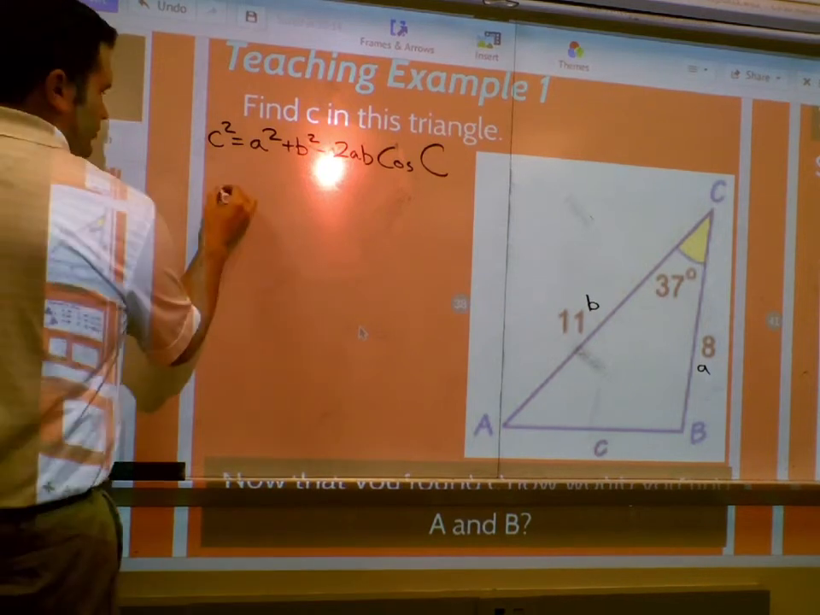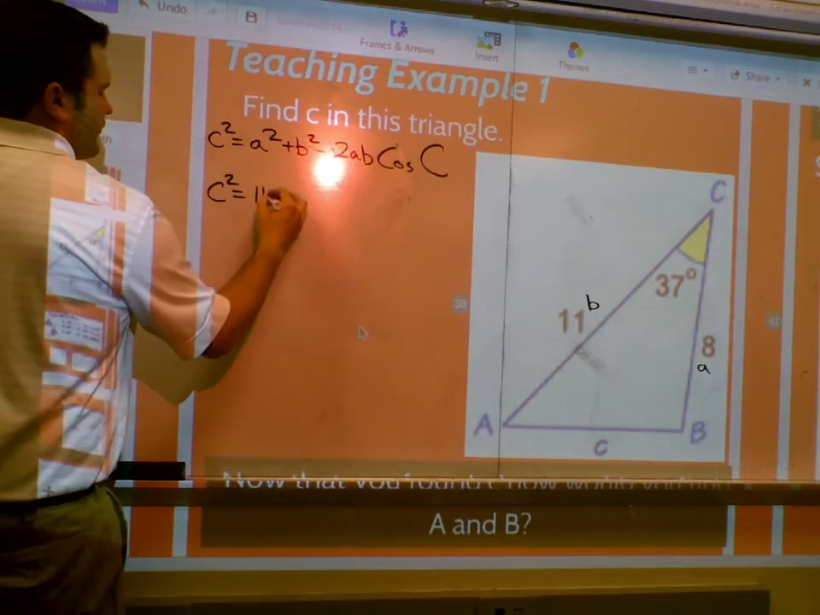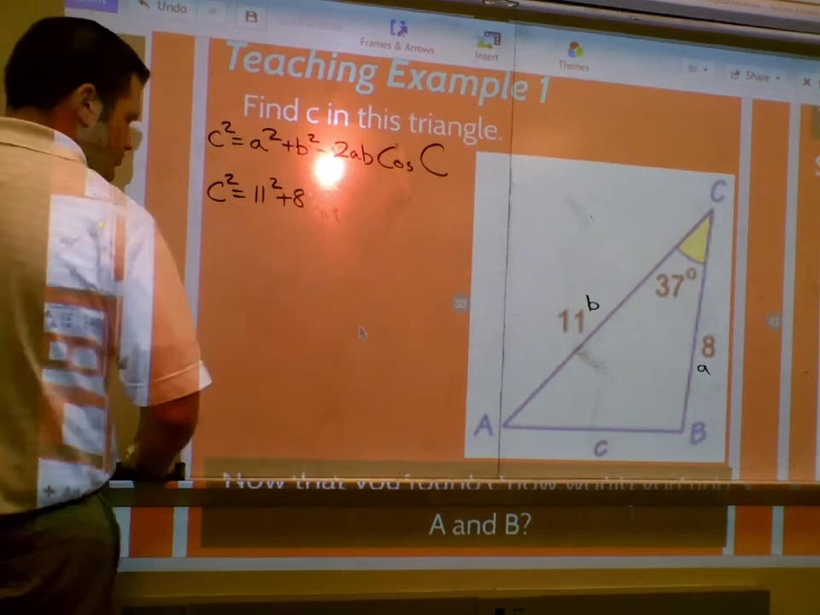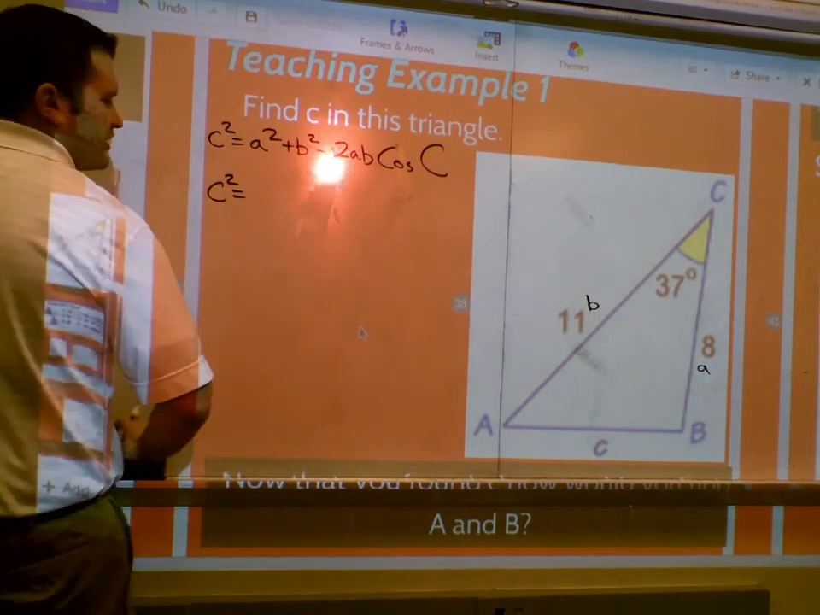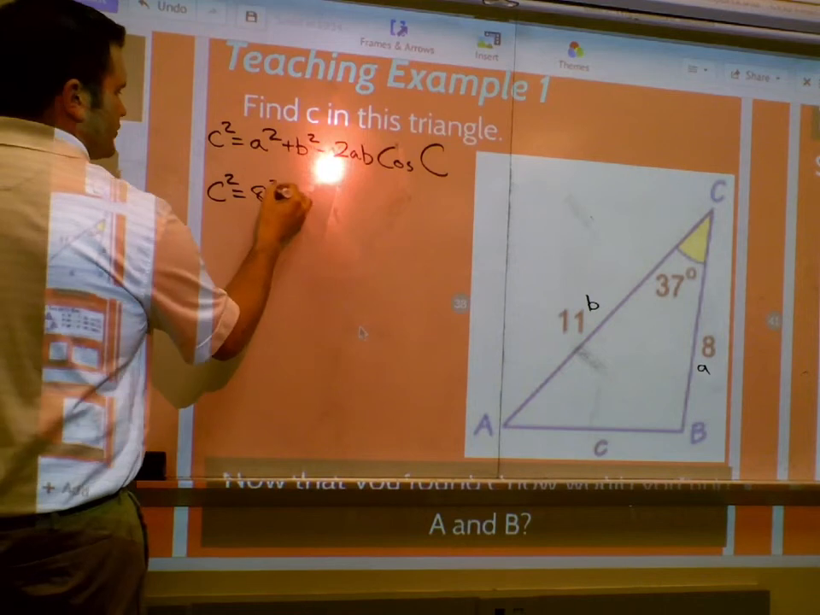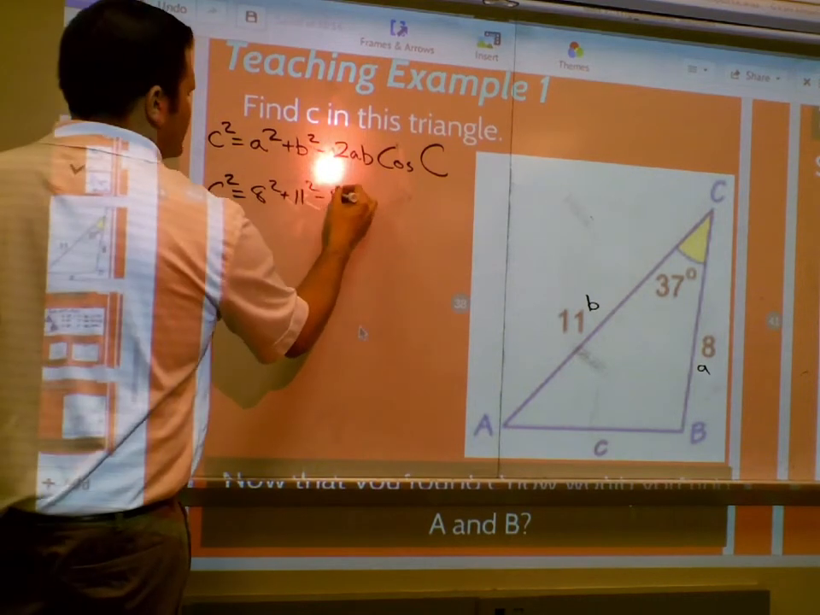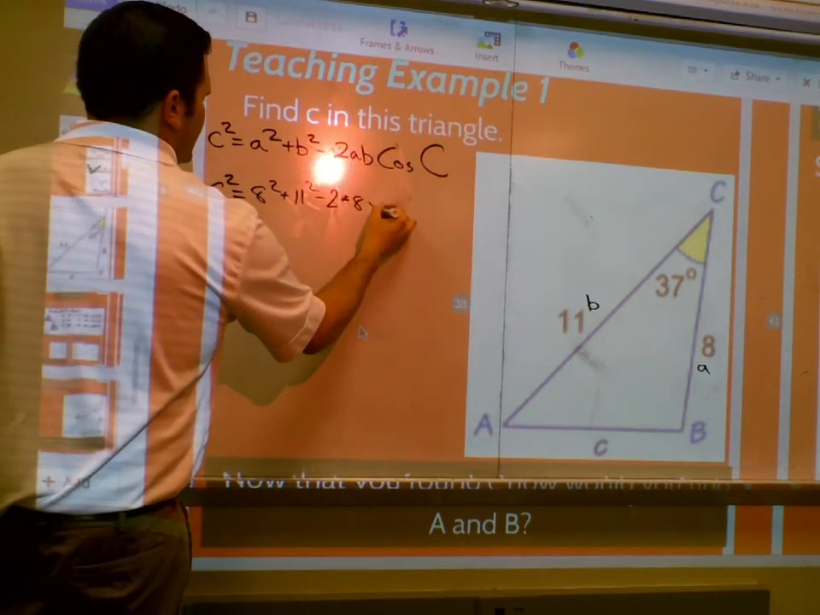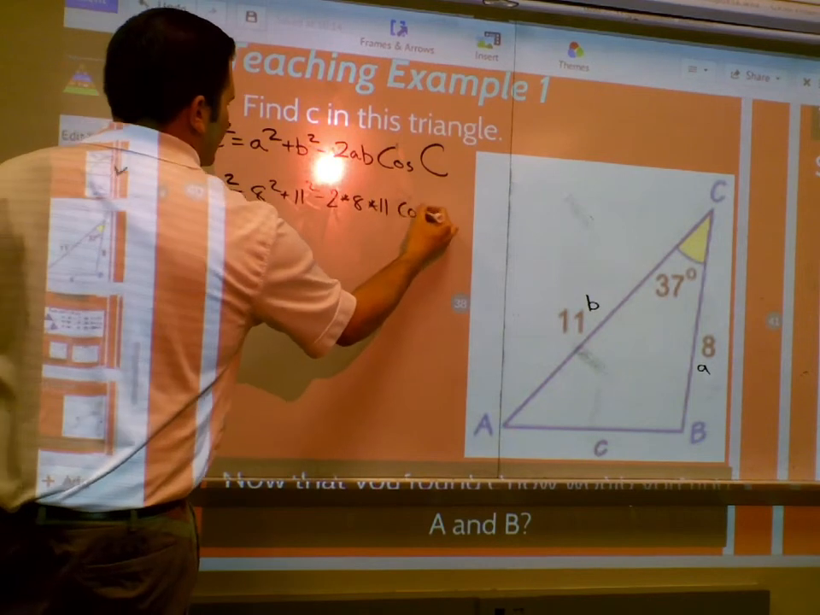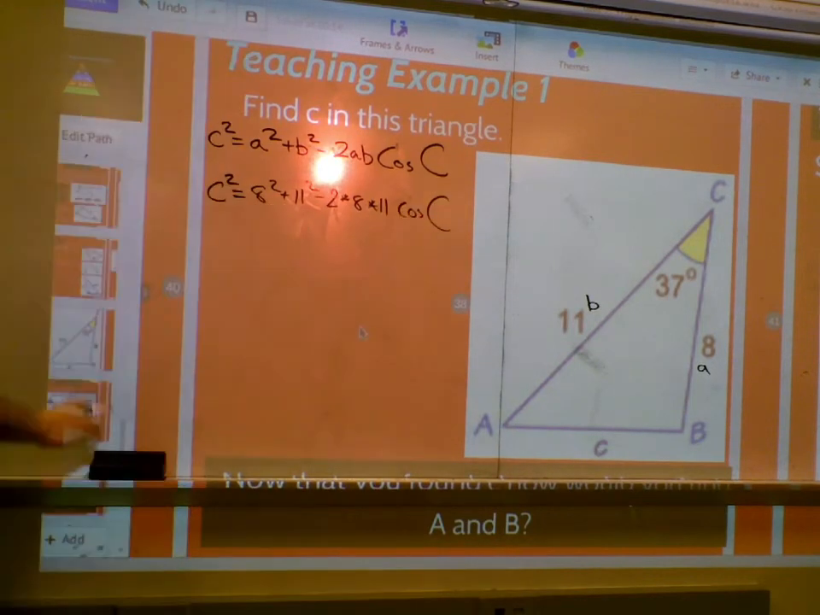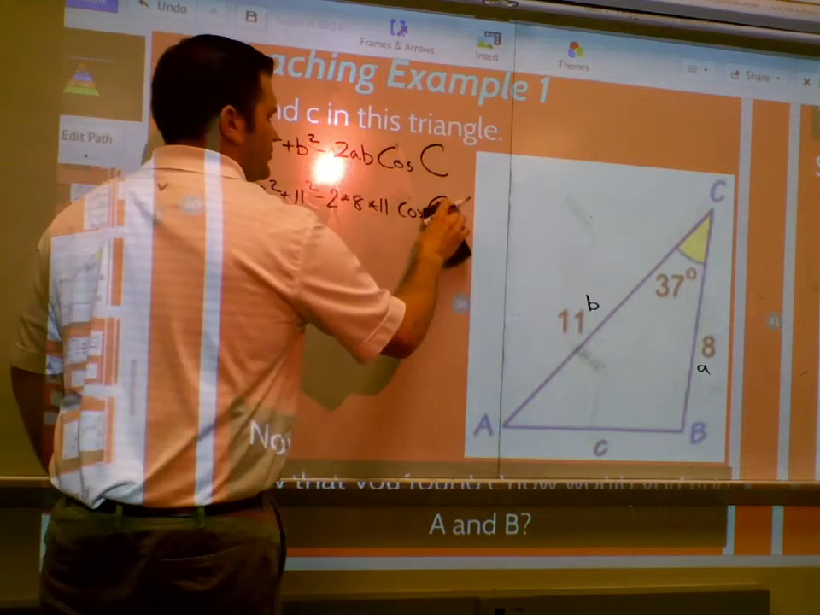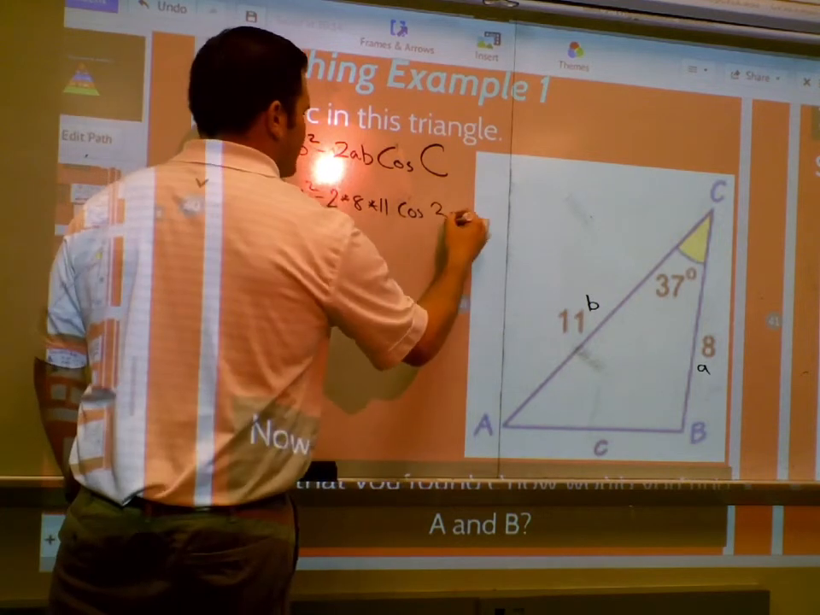So, write it out. C squared equals 11 squared plus 8... Oh, got it backwards. It doesn't matter if you get it backwards. 8 squared plus 11 squared minus 2 times 8 times 11 times the cosine. Oh, what's big C? 37.